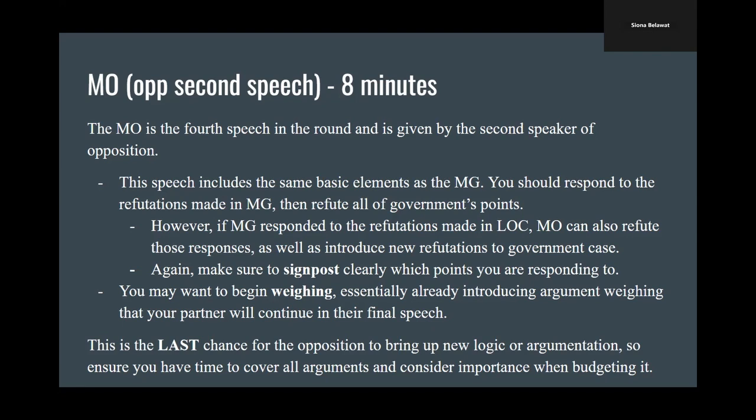So this speech gets a little confusing at times or kind of gets repetitive, because your job is to refute all the refutations that are made. Your job is not to crystallize the round. That's the speech after this, but you go through the refutations that they make on the opposition case.